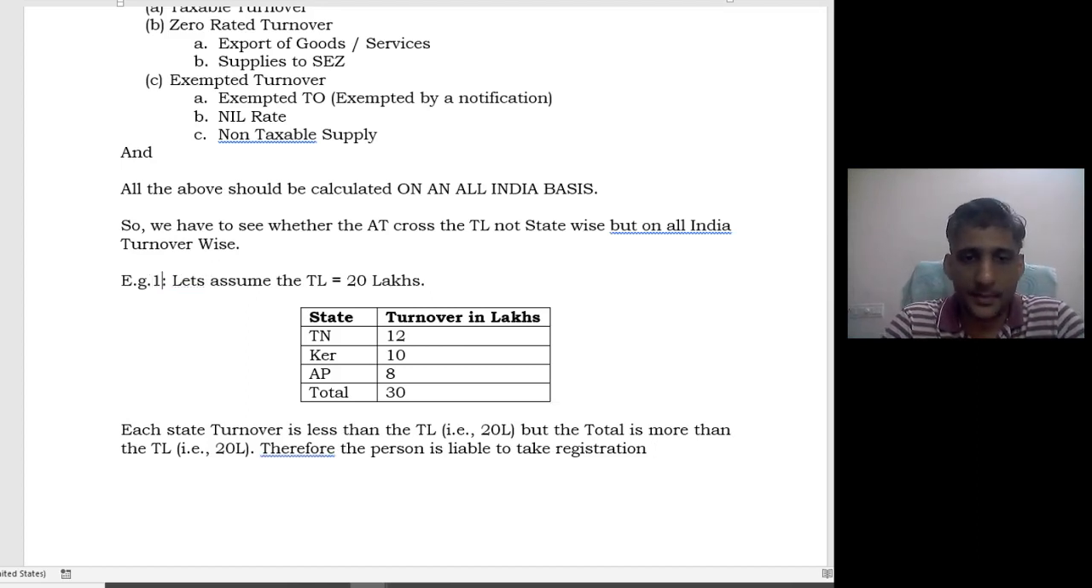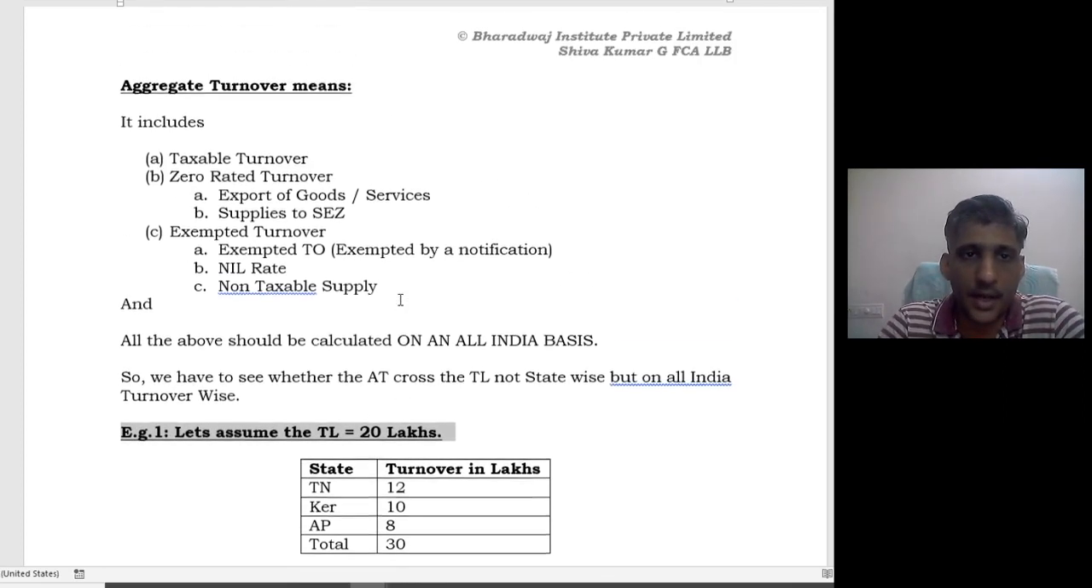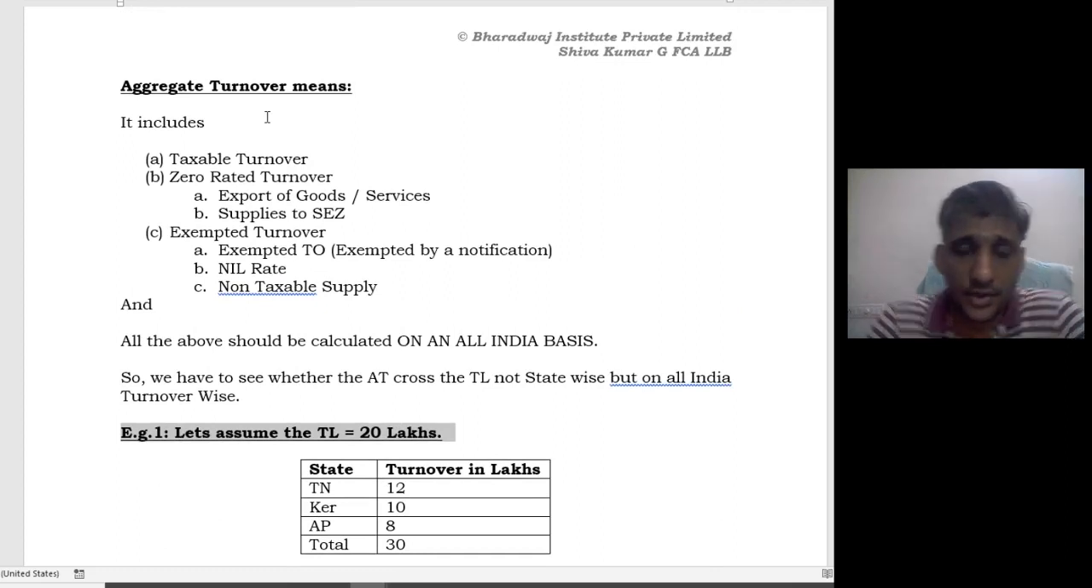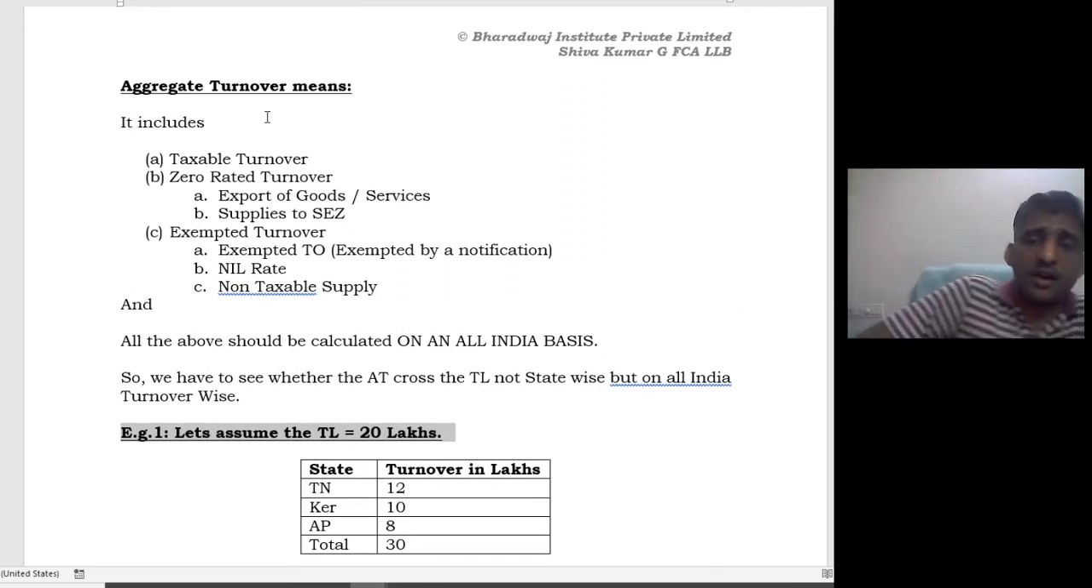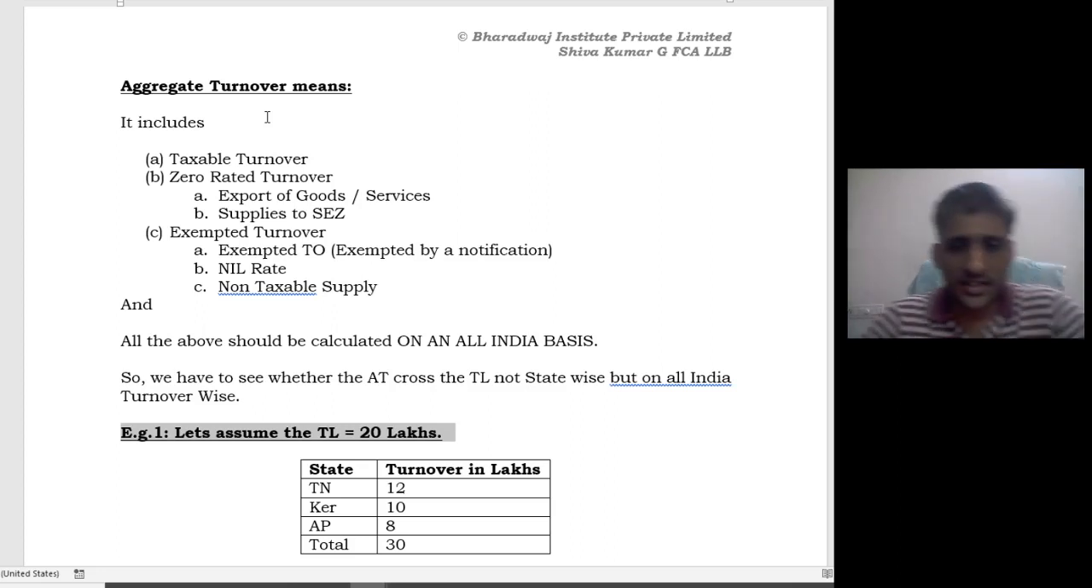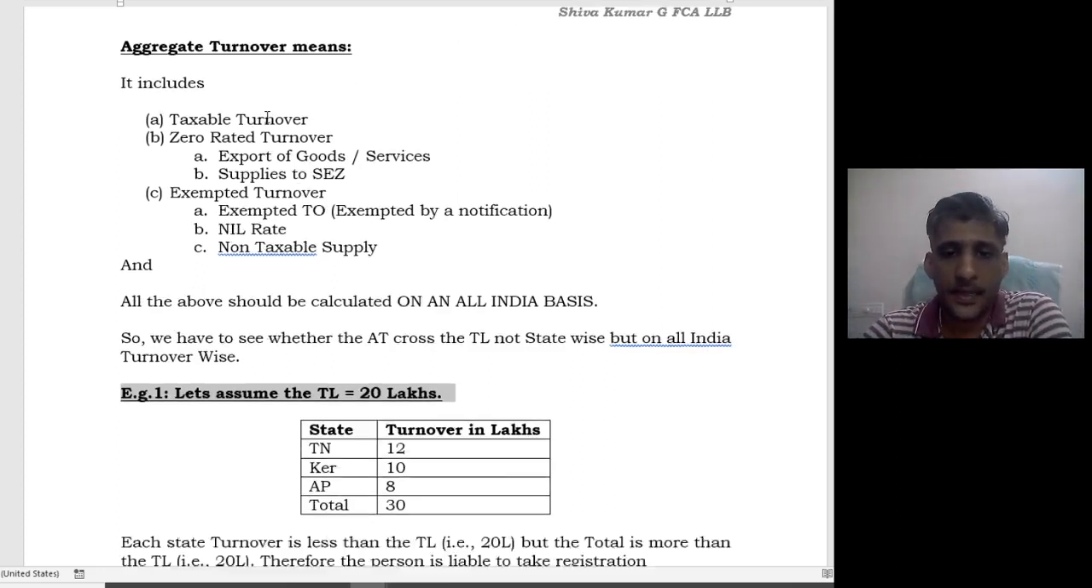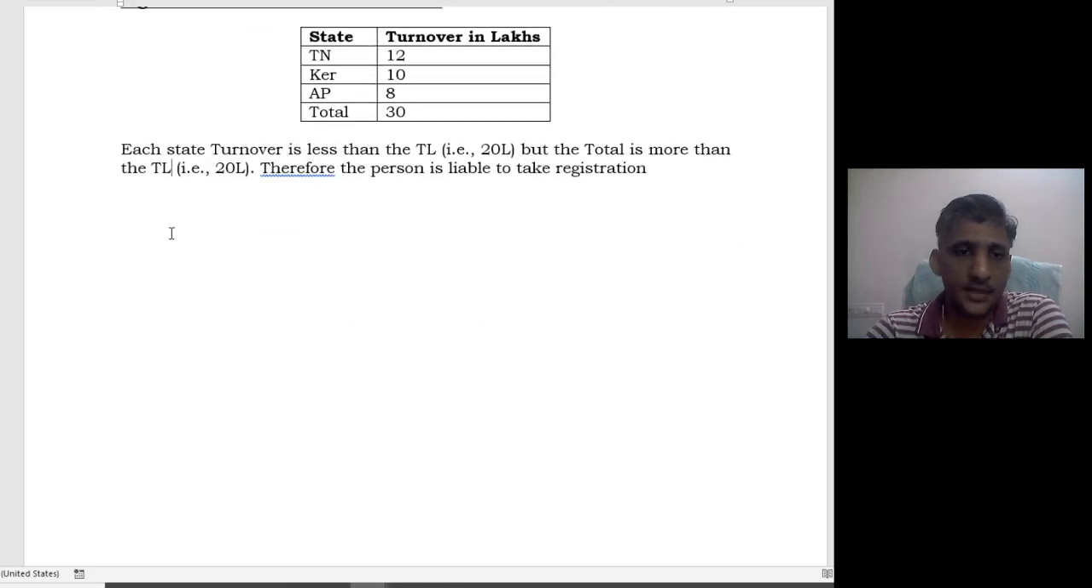Let's take another example. We are assuming the threshold limit is 20 lakhs. We have not yet come to what the aggregate turnover means or what the threshold limit is. Is it 20, is it 40, is it 10? All that we are yet to see. We are just assuming the threshold limit is 20 lakhs for our understanding. So let's go to the second example.